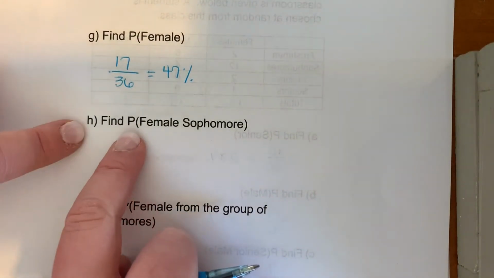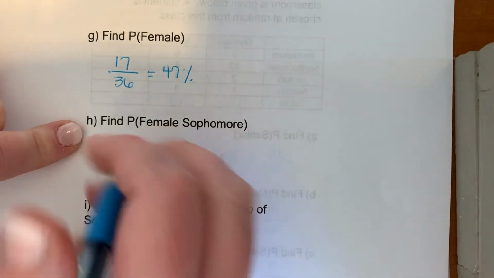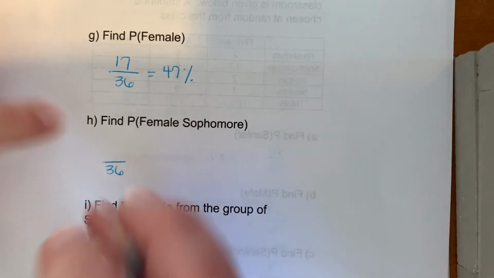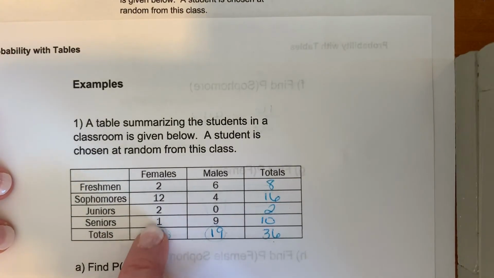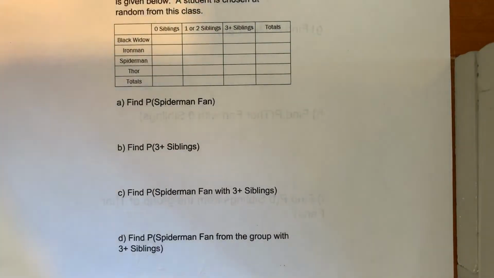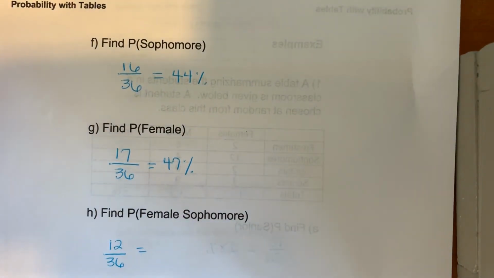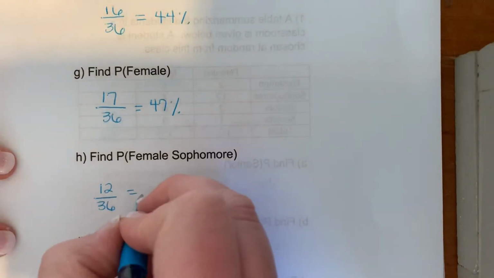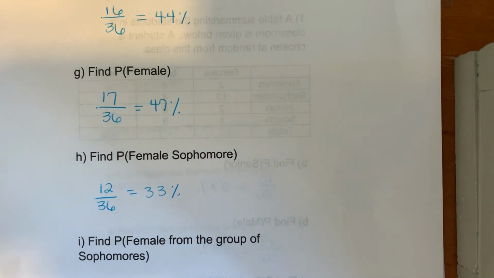All right, find the probability that you pick a female that's also a sophomore. So still looking at the 36, but now we care that it's a female and she's a sophomore. So there were 12 of those. So I'm going to do 12 out of 36, which is a 33% chance of happening.